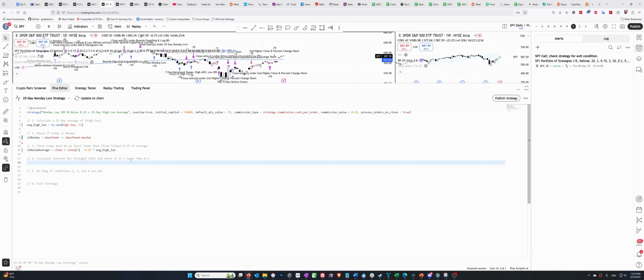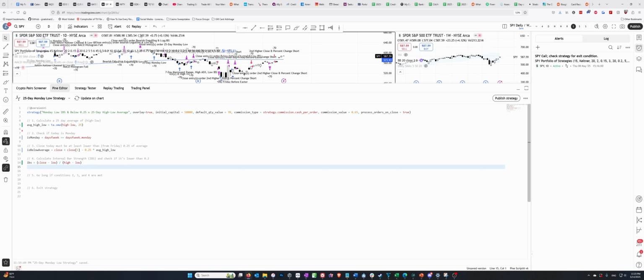And then, of course, the final filter is that we want to make sure that the internal bar strength is less than 20%, or less than 0.2. So the IBS calculation is just going to be close minus the low divided by high minus low. So there's your IBS. And then I'll just call it IBS filter, and that's just going to be IBS less than 0.2.